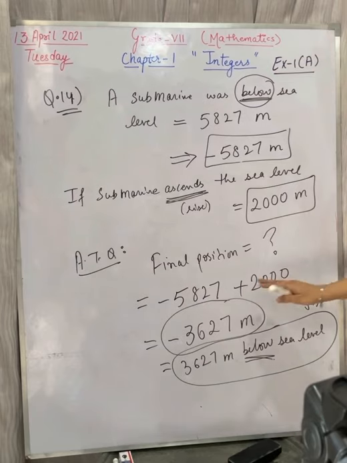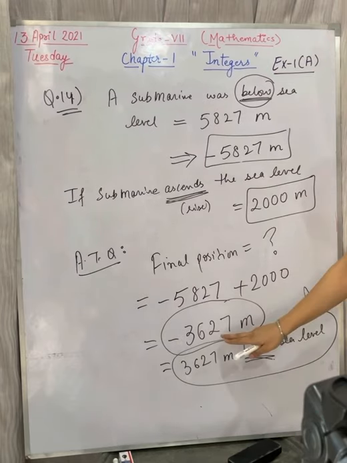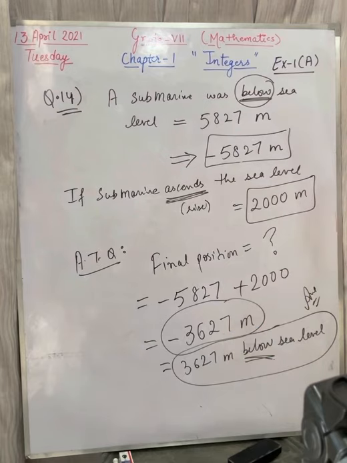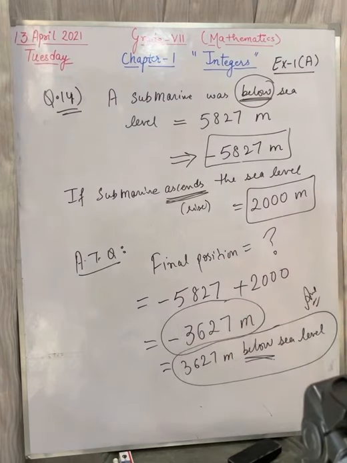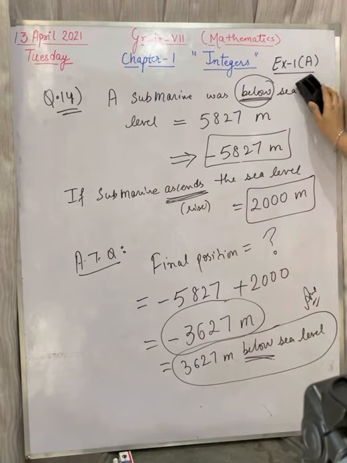Now you have to subtract both the values. Your answer will come in negative form. You can write your answer as minus 3627 meter, or you can write 3627 below sea level. In your answer, either mention below or mention the minus sign. Understood by everyone? Siddharth, adjust your camera quickly.